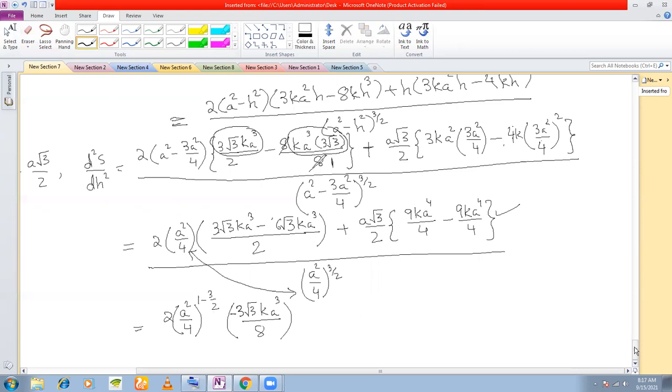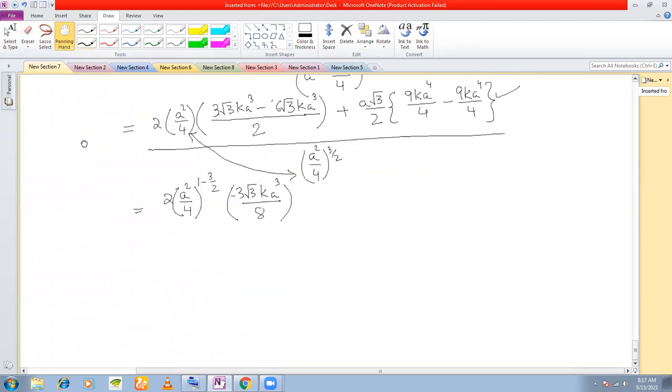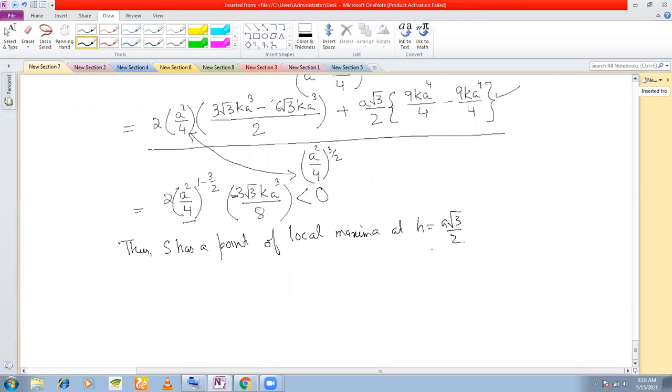Okay, so now we have got the sign. What is the sign here? This is positive, and you have got a negative sign. 3 root 3 by 8 k a cube will be positive. So this is obviously less than 0, right? Thus, S has a point of local maxima at h equal to a root 3 by 2. Right? Now, what is the question here?